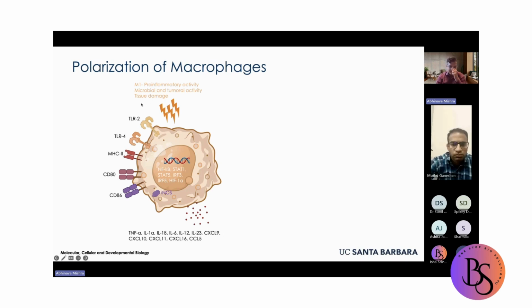So in the in vitro differentiation space, the so-called pro-inflammatory macrophages are labeled as M1-like macrophages, which will have a microbial or tumoricidal activity, and they can promote tissue damage. And they have a distinct set of receptors and transcription factors, and also they secrete a distinct set of cytokines.